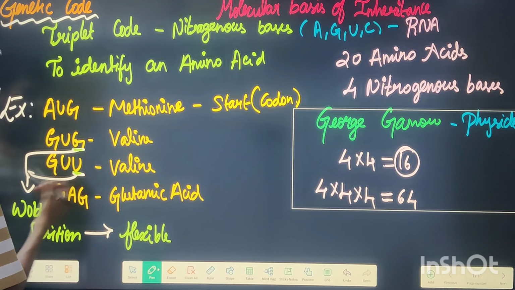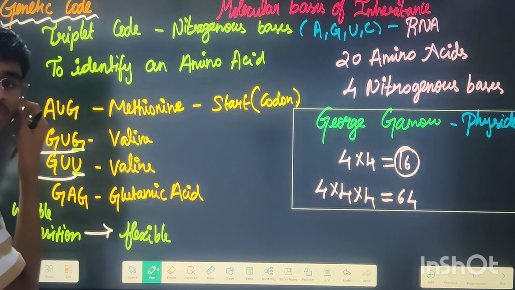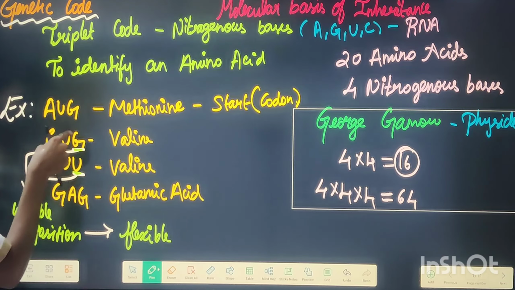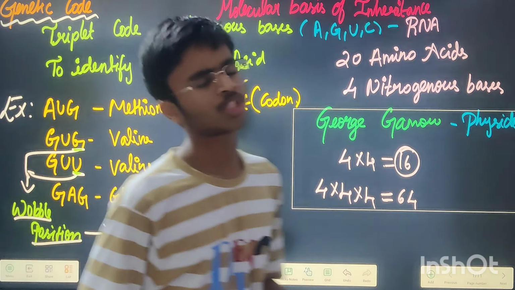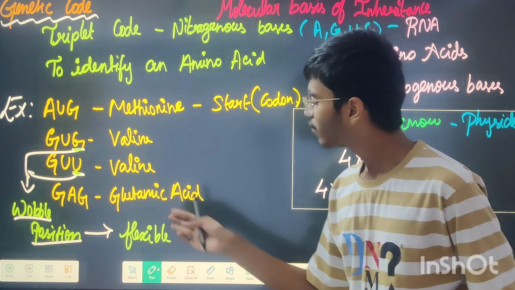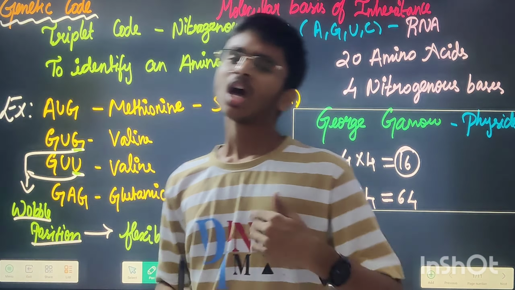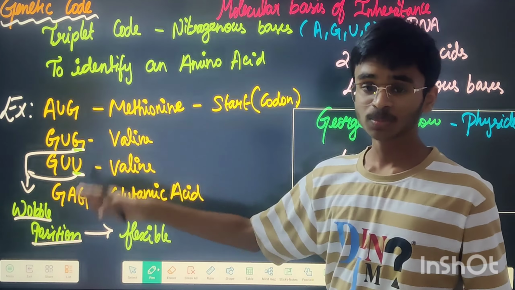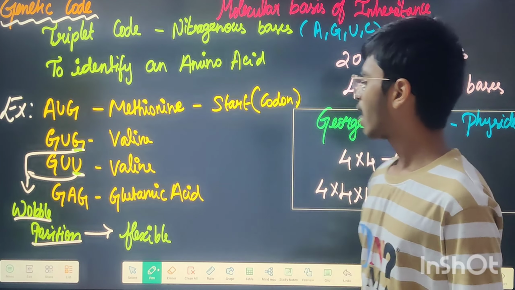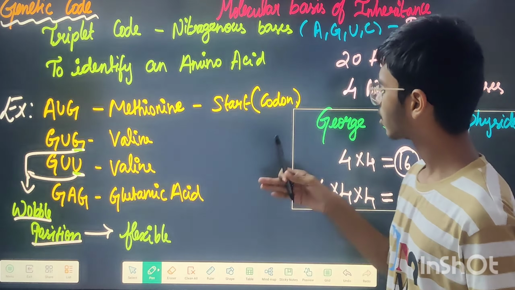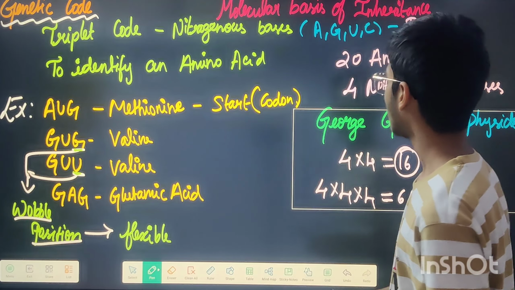Even though G and U are different in this place, since they are in the third position of the genetic code, these positions are said to be wobble positions. What are wobble positions? These are flexible positions where, even if you change the nitrogenous bases, they will be coding for the same amino acid only. Like you have GAG, which means glutamic acid, GUG, which means valine. So like that it is there, right?